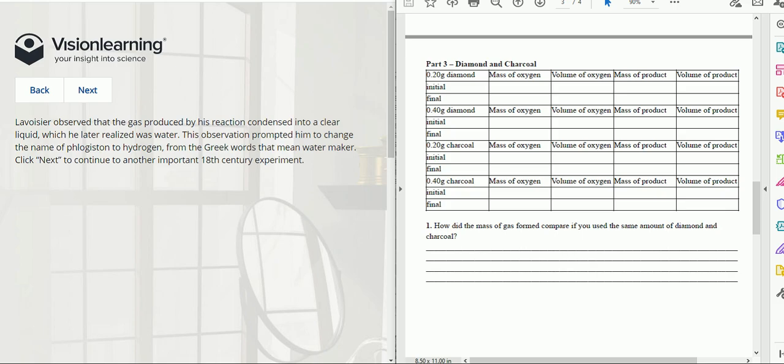Lavoisier observed that the gas produced by its reaction condensed into a clear liquid, which he later realized was water. This observation prompted him to change the name of phlogiston to hydrogen, from the Greek words that mean water maker. So here we'll click Next to carry out an important 18th century experiment.